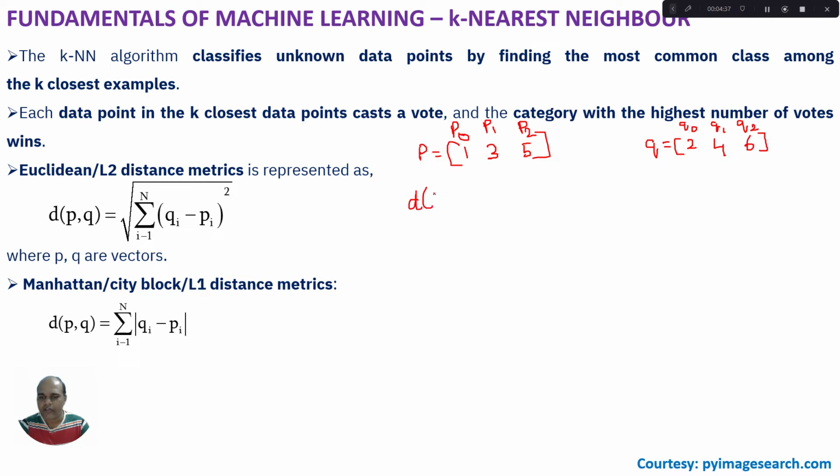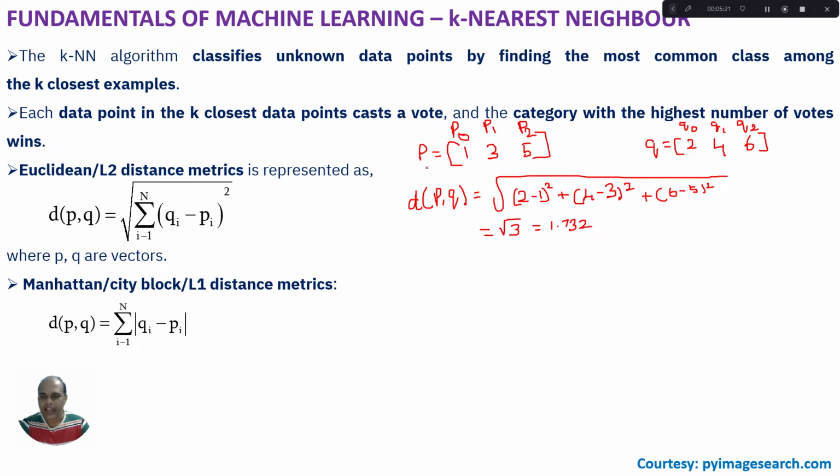d(p, q) equals the root of, first we take q0 minus p0, which is (2 minus 1) squared, plus (4 minus 3) squared, plus (6 minus 5) squared. This is equivalent to root 3, which is equal to 1.732.